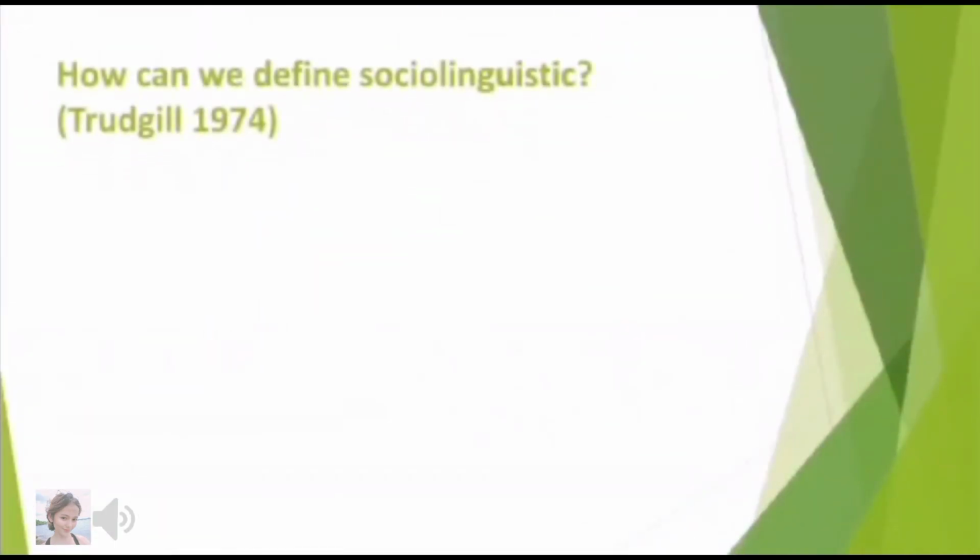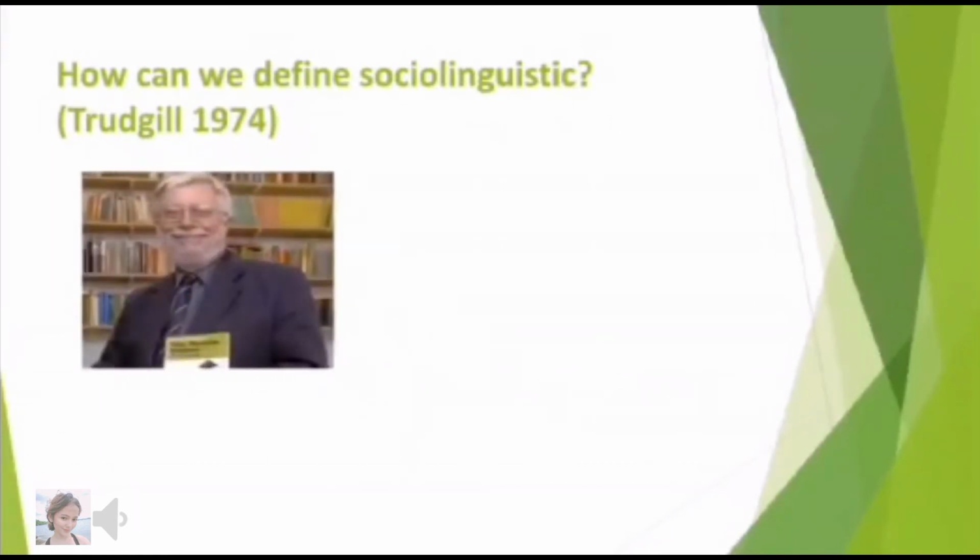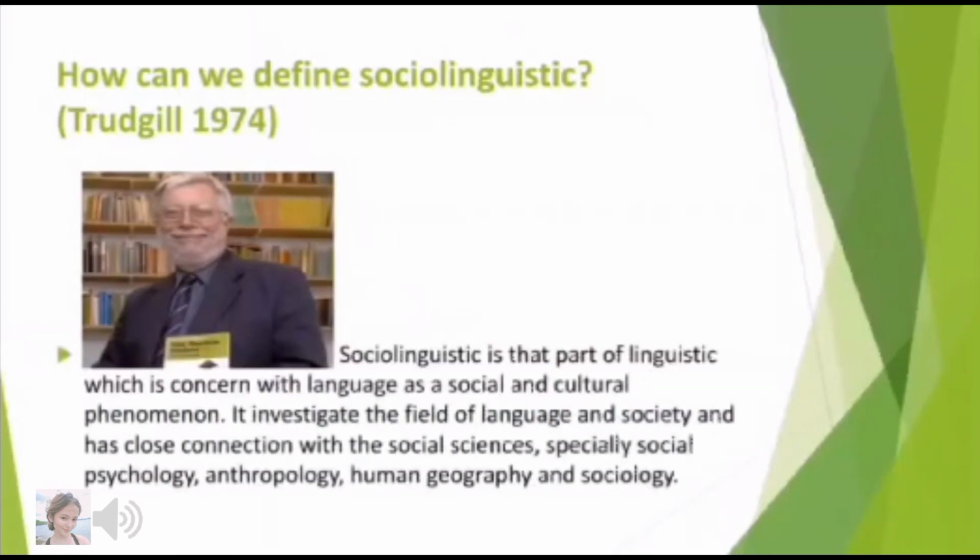How can we define sociolinguistics? By Trudgill, 1974. Sociolinguistics is the part of linguistics which is concerned with language as a social and cultural phenomenon. It investigates the field of language in society and has close connection with the social sciences, especially social psychology, anthropology, human geography, and sociology.